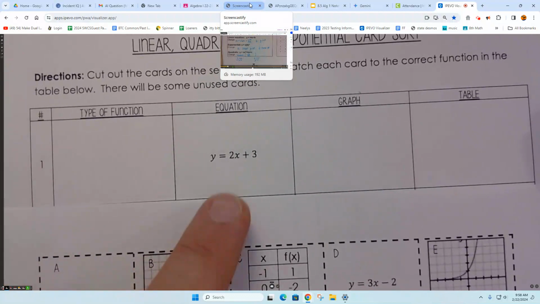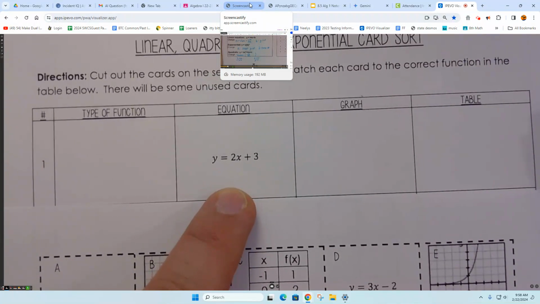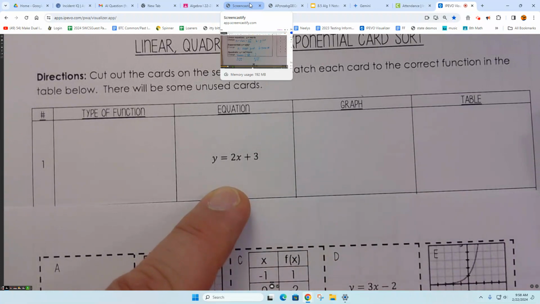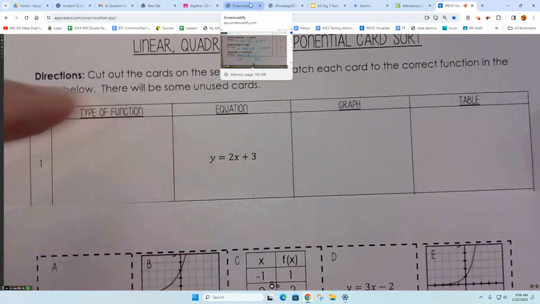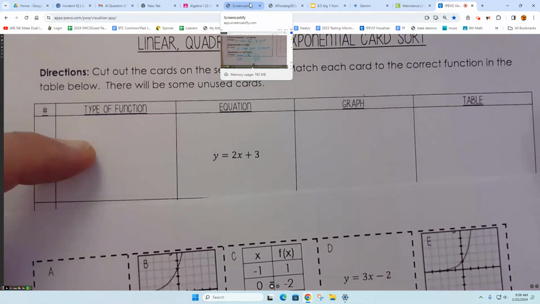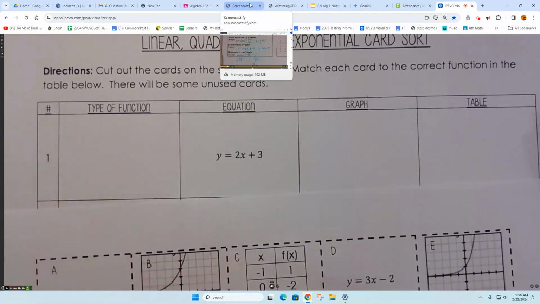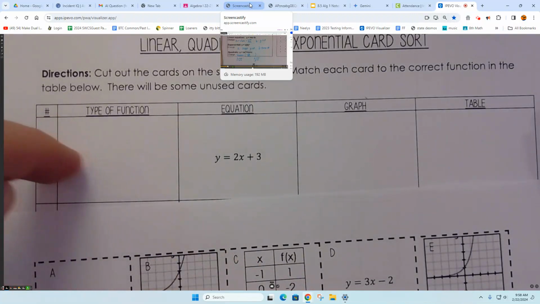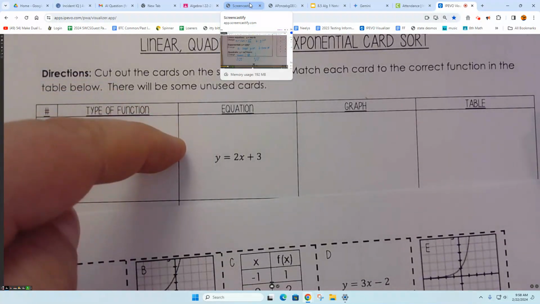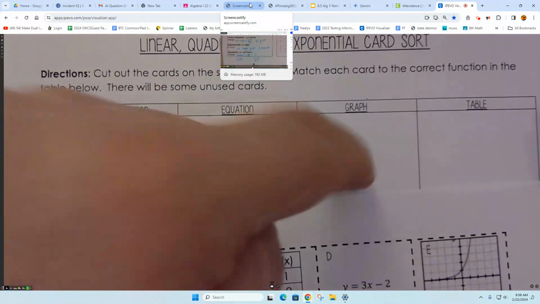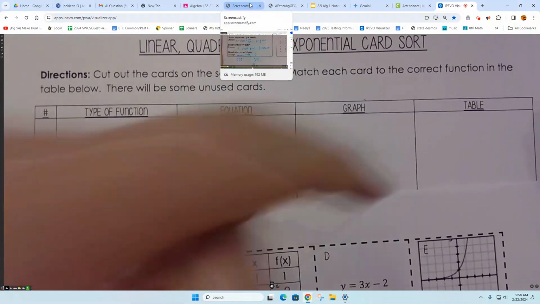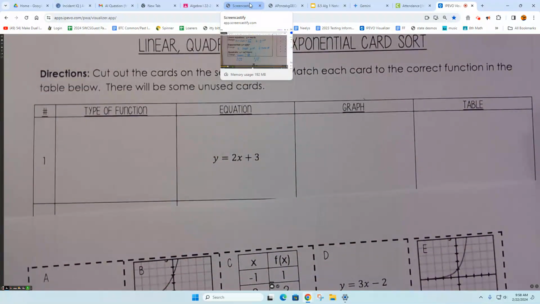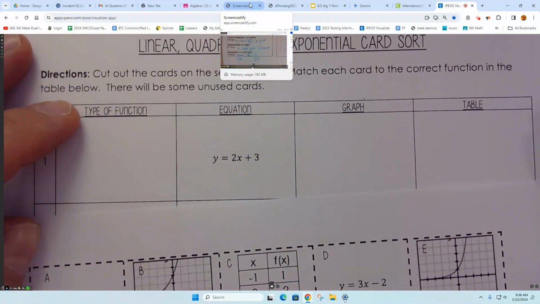All right, so for this one equation, I need to figure out which of these is the graph, which is the table, and what type of function it is. Obviously, the type of function is not a letter here. So the type of function, this is linear, so you just write the word linear. Then you have to find the graph that this is, and then you have to put the table on there. I can just plug that into Desmos, right?